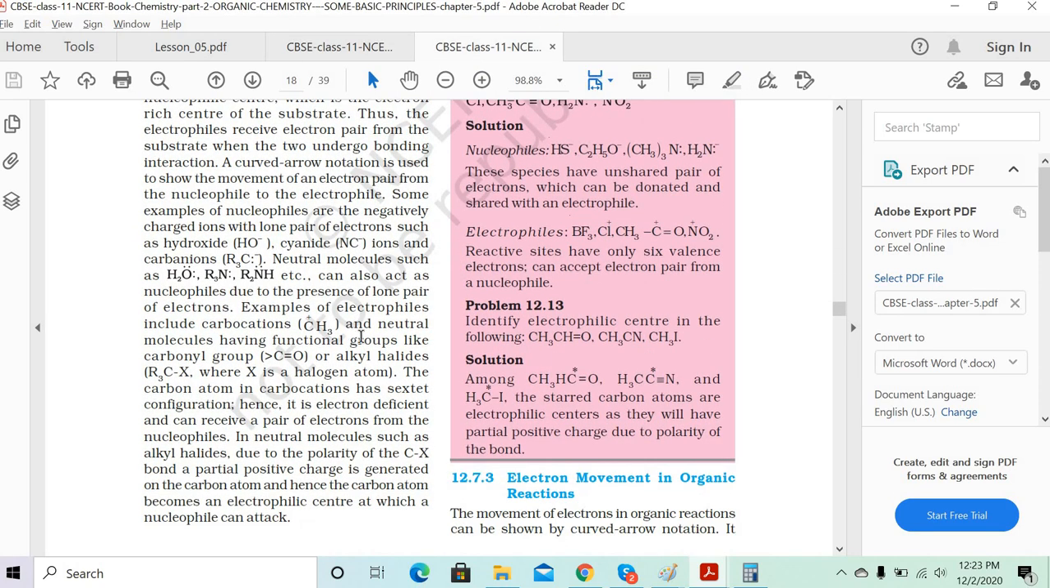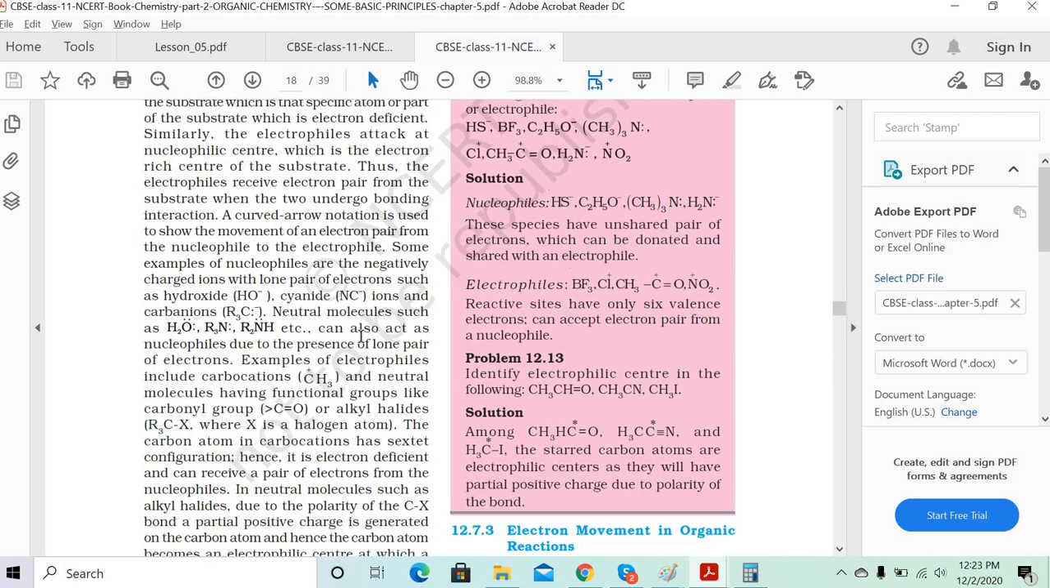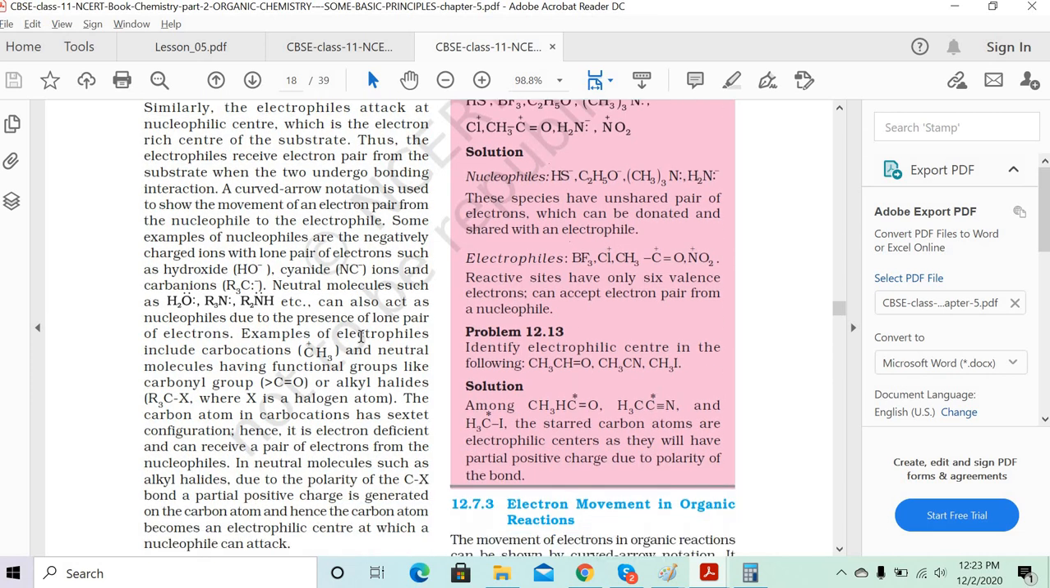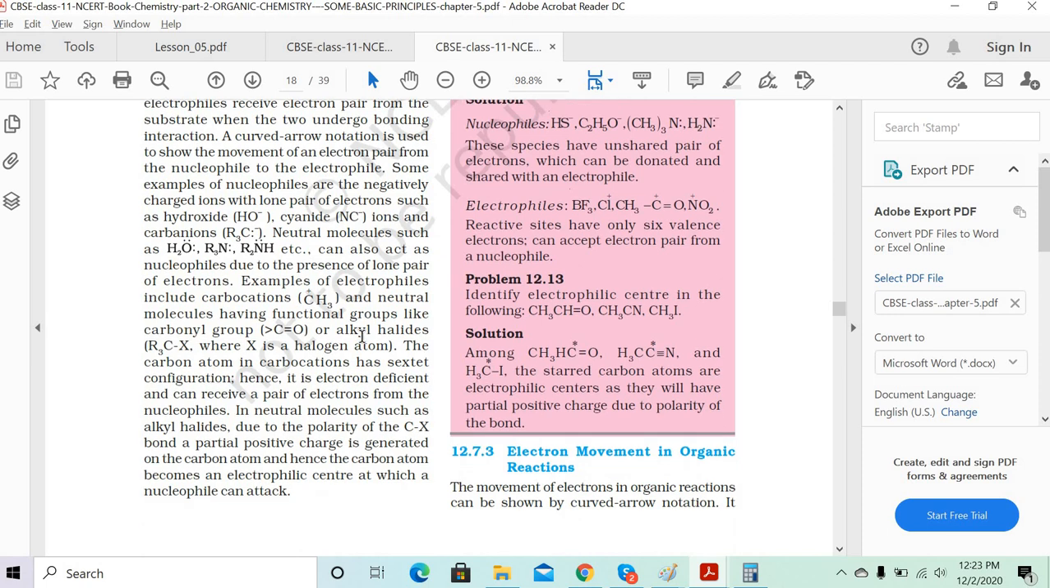Yeah, Vijay, are you done? Yes, sir. Any questions, any doubts in this part? No, sir. Excellent. Perfect. So basically we gave a couple of examples in this class. What are the nucleophile examples? What are the electrophile examples?